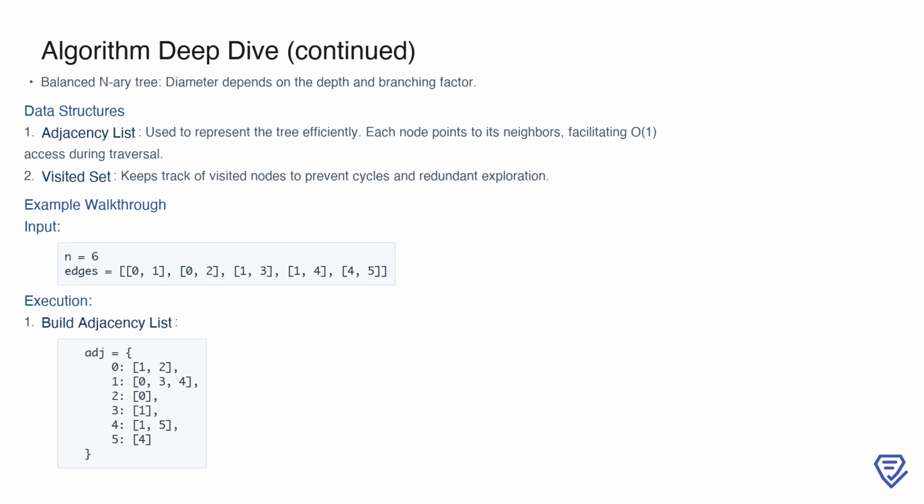Now, let's apply this algorithm to an example. Imagine we're given a tree with 6 nodes and edges defined as 0, 1, 0, 2, 1, 3, 1, 4, 4, 5.